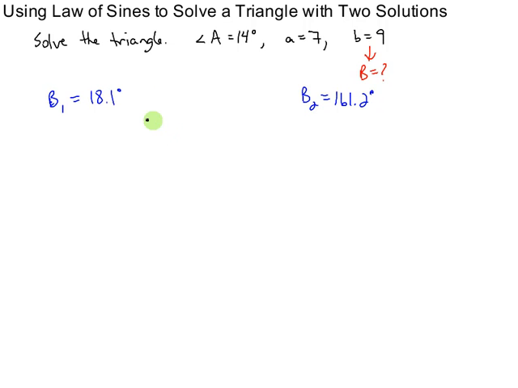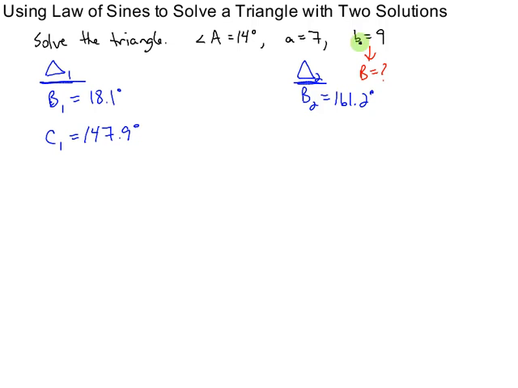Alright, so at this point we're going to take two different paths. This is going to be triangle 1 that we're going to look at over here, and over here this is triangle 2. So we have to consider that both of them are possible unless proven otherwise. So if angle B is 18.1 degrees and angle A is 14, then angle C, or C sub 1 to match B sub 1, would be 180 minus the 18.1 and the 14, which is 147.9 degrees. So we have all three angles now.